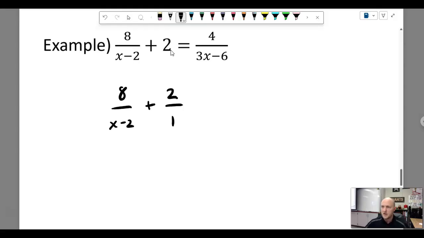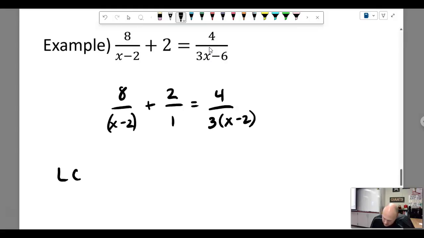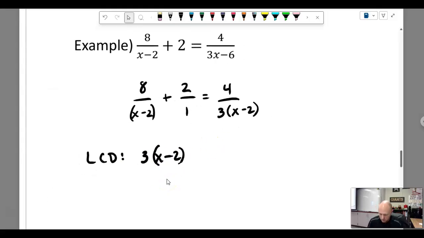It's 1. And then over here, we have 4 divided by a GCF of 3, which produces an x minus 2, okay? So what's our lowest common denominator? Well, it looks like I have an x minus 2 that's shared. And then what's left over? I have a 3. And I don't really need to include a multiplier of 1. Doesn't do anything, right? So there's your LCD. That's it. That's really the only new wrinkle here.